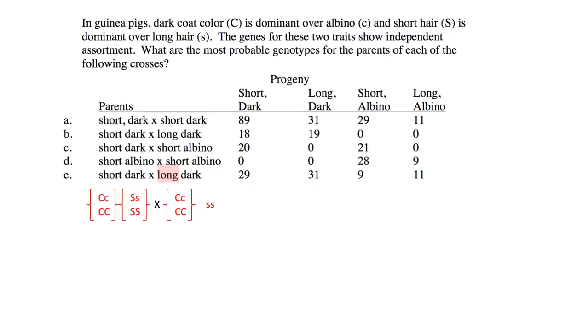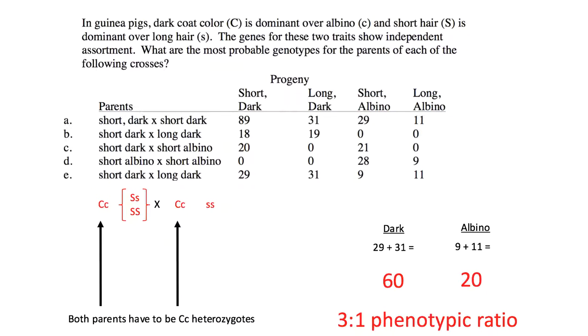What are the progeny numbers for considering just coat color alone? 29 plus 31, or 60 total, have the dominant dark coat phenotype. Then 9 plus 11, or 20 total, have the recessive albino coat. 60 compared with 20, that's the 3-to-1 ratio we've seen before, which we know indicates that the parents must both be heterozygous for the coat color gene. So we can simplify their genotype for coat color to big C, little c for both parents.